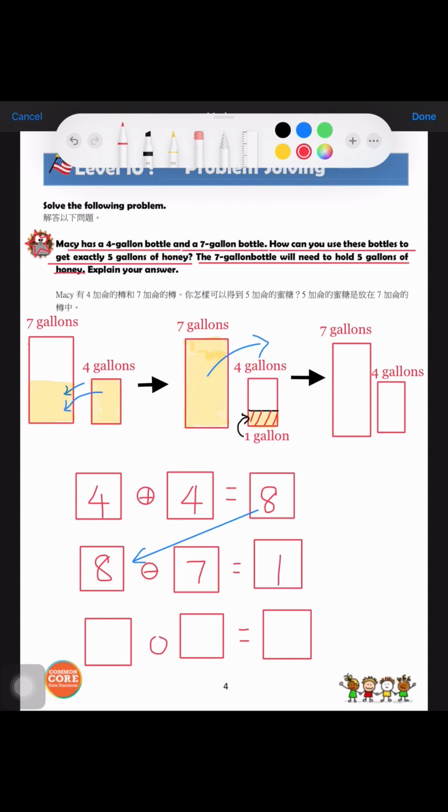And then we may discard the 7 gallons of honey. And then pour back the 1 gallon in the 4 gallons bottle into the 7 gallons bottle. And then we fill up the 4 gallons bottle again and pour them all into the 7 gallons bottle. Then it will make up 5 gallons of honey. So we pour 4 more gallons into the 1 gallon. So we have 1 plus 4, and so it equals to 5.